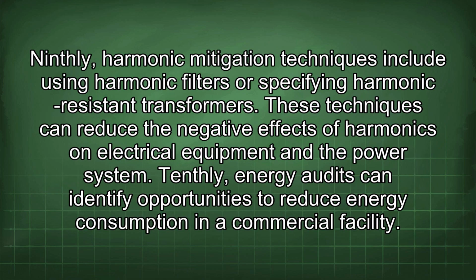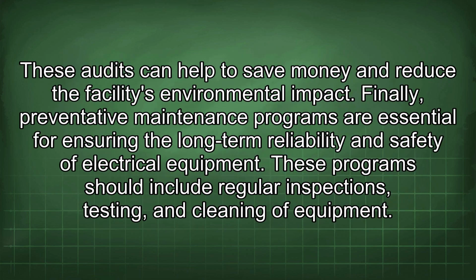Ninthly, harmonic mitigation techniques include using harmonic filters or specifying harmonic resistant transformers. These techniques can reduce the negative effects of harmonics on electrical equipment in the power system. Tenthly, energy audits can identify opportunities to reduce energy consumption in a commercial facility. These audits can help to save money and reduce the facility's environmental impact.